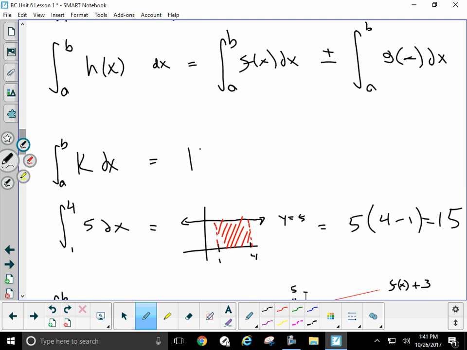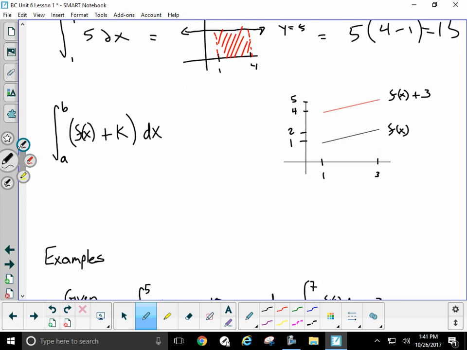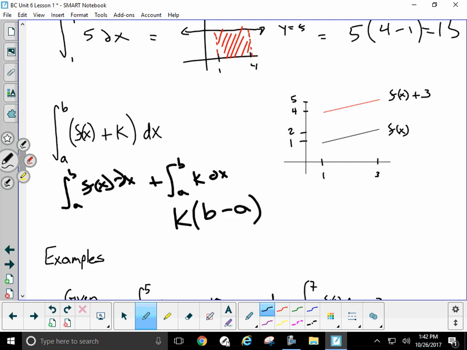So if I want to find the area under a constant k, it's the rectangle's worth of area, k times b minus a. If I have a function plus a constant, using the two previous properties, you can write this as the area under the function plus the area under the constant, where the constant area is k times b minus a.